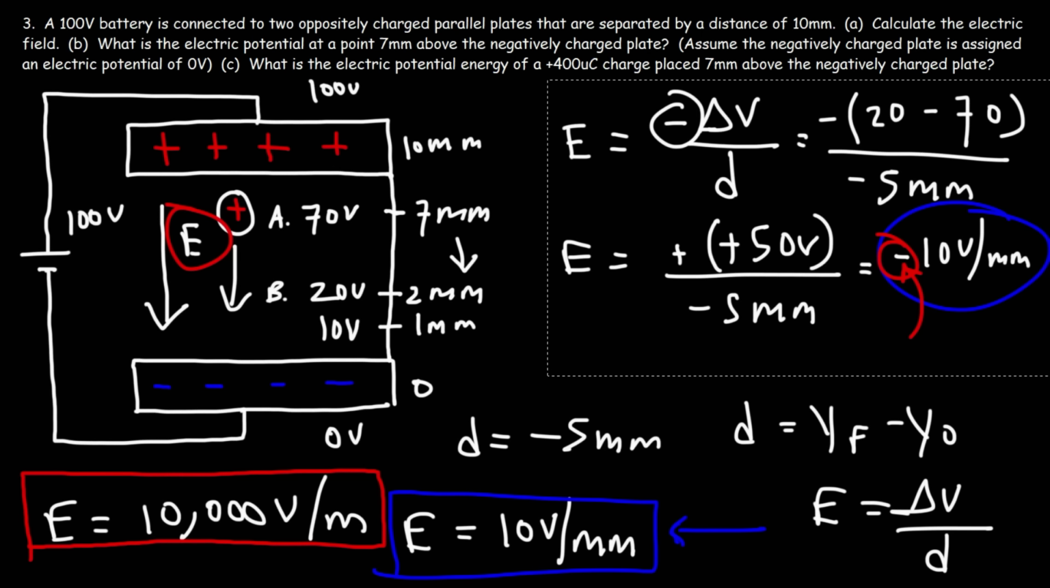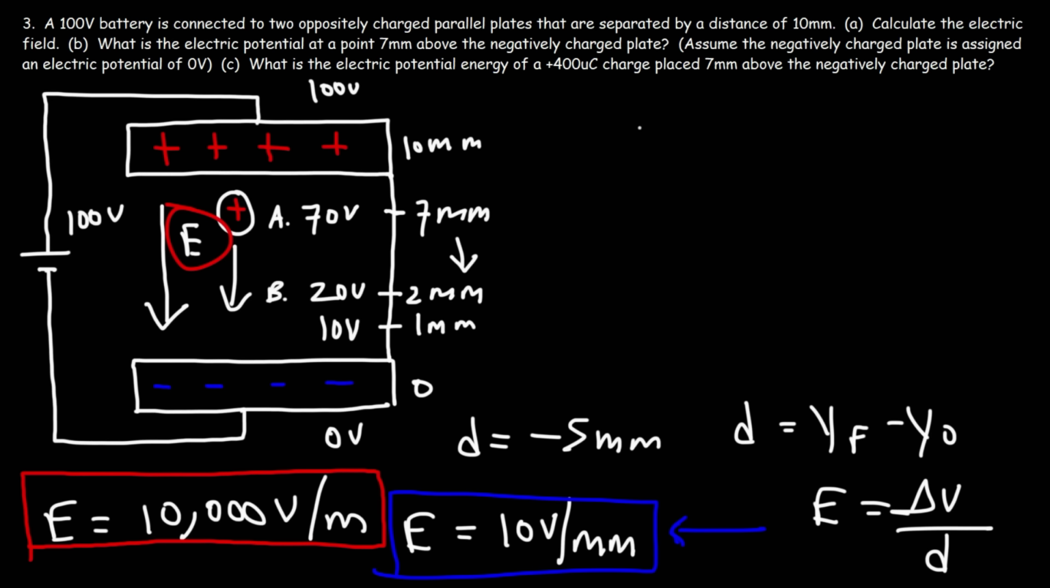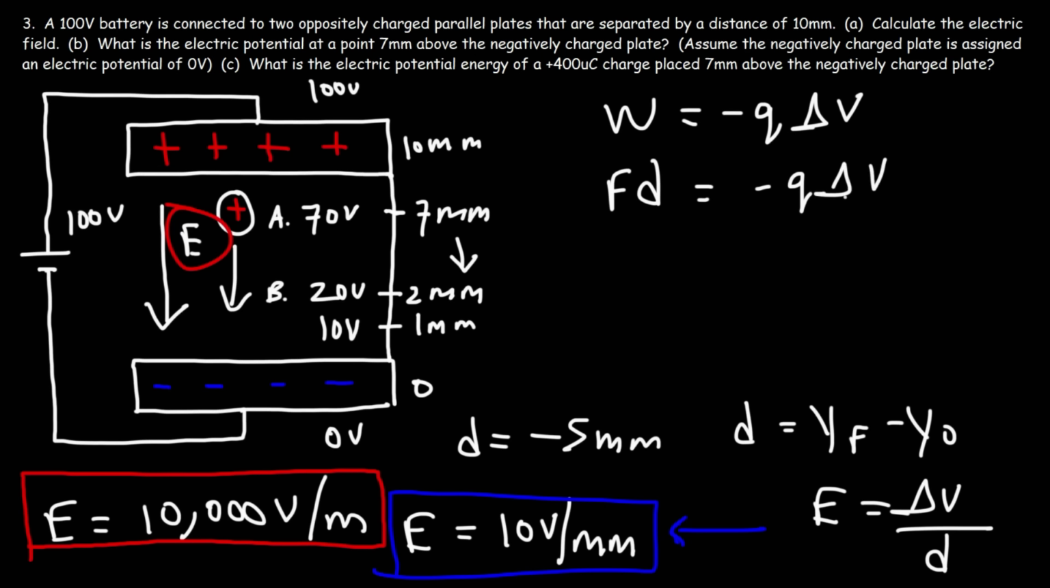Now let's talk about how to derive that formula. You can start with this equation. Work, this is the work done by an electric force, is equal to negative Q times the potential difference through which that charge is accelerated. Now work is equal to force times displacement. And the electric force acting on a charged particle in an electric field is equal to the electric field times the charge. F is equal to EQ.